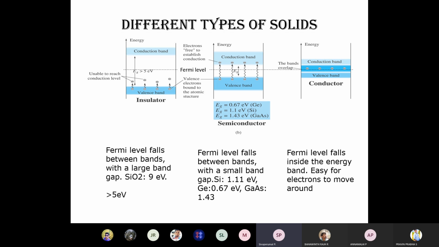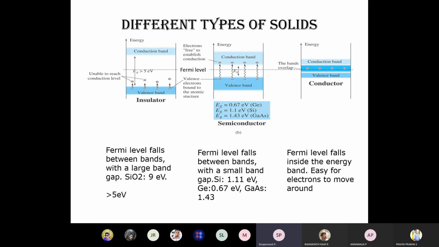Only the energy level is represented here. Always the energy gap here is greater than about 3 electron volts, so the energy level will be high compared to the other conditions. For the semiconductor, the gap is like 0.61 electron volt for germanium. For silicon it is 1.1 electron volt. For gallium arsenide it is 1.43 electron volt.